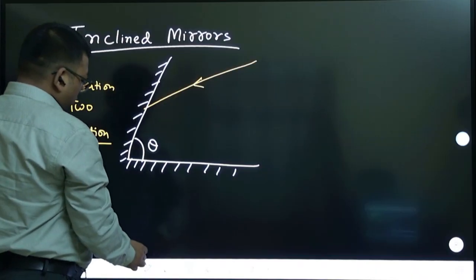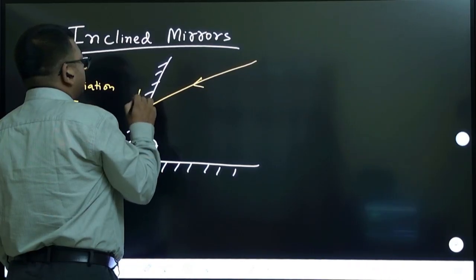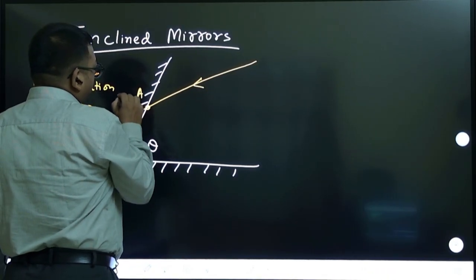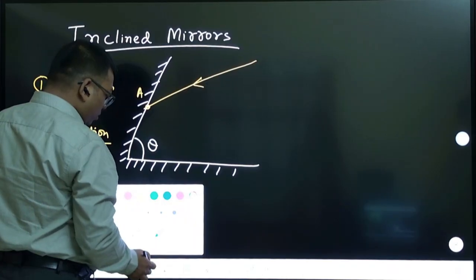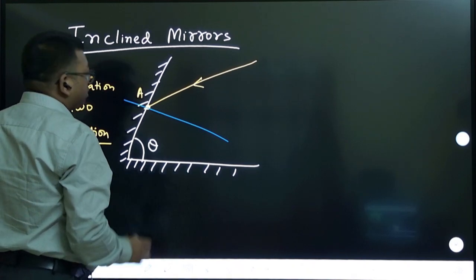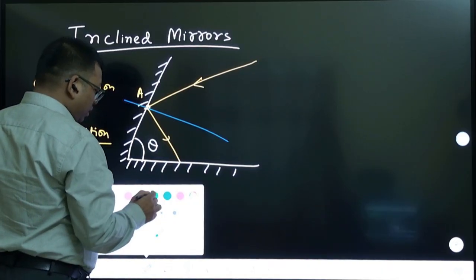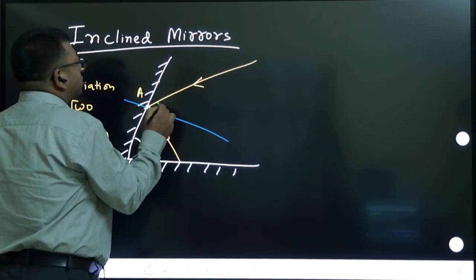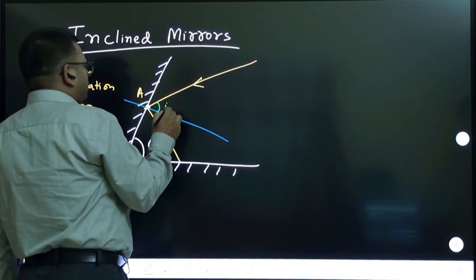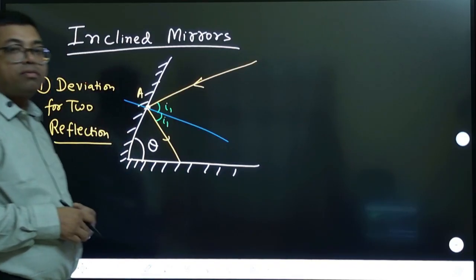Okay, so here the ray is coming here, and at this point, let us call it A, this is the normal. You can draw a normal line here. So this ray goes in this manner, because here you can take i equal to r. So let us say i1, the angle of incidence and reflection both are equal.